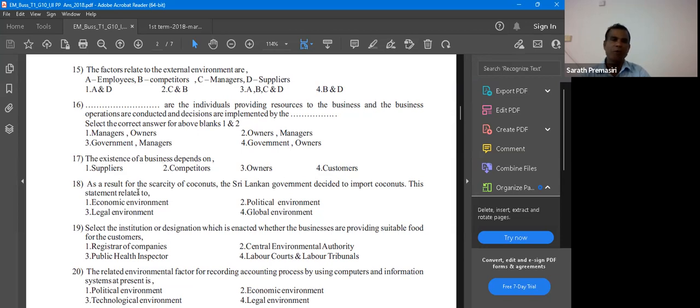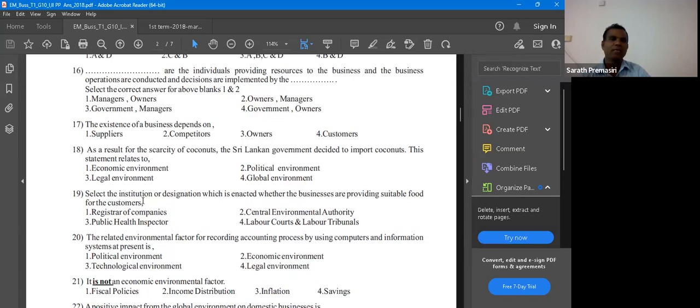As a result of the scarcity of workers, the Sri Lankan government decided to import coconuts from Pakistan. This statement relates to which environment? Political.